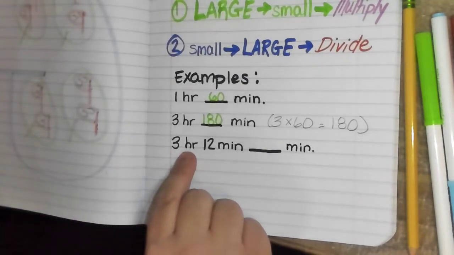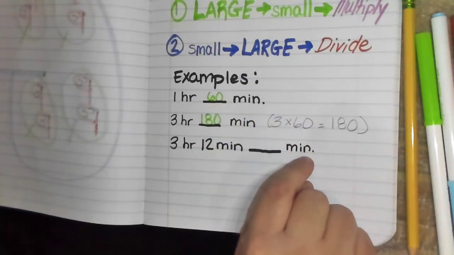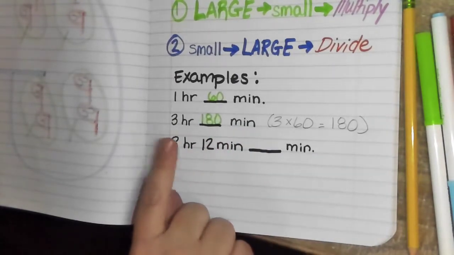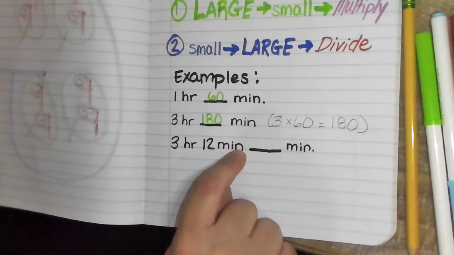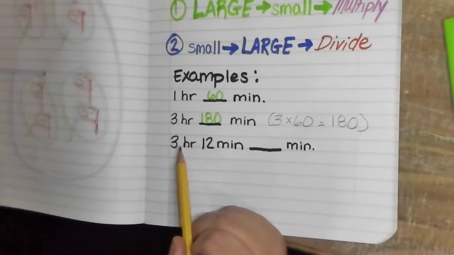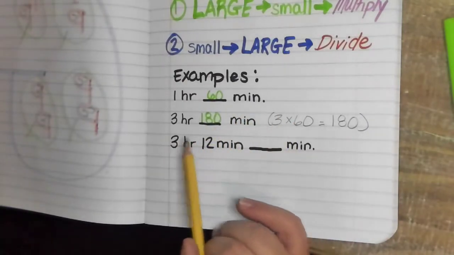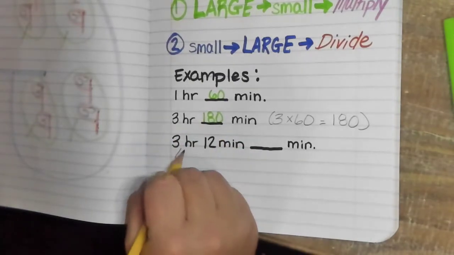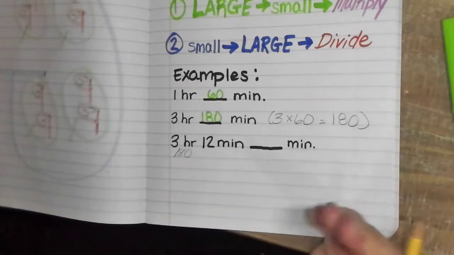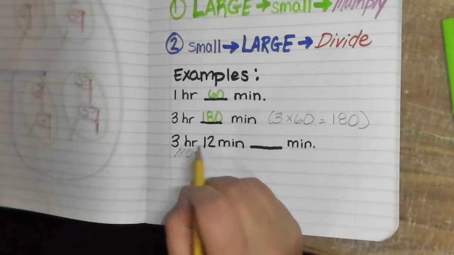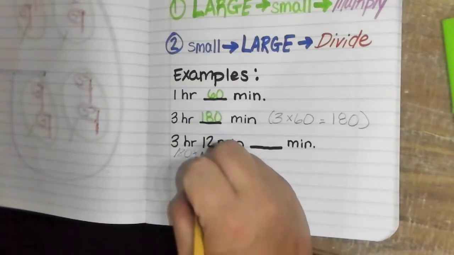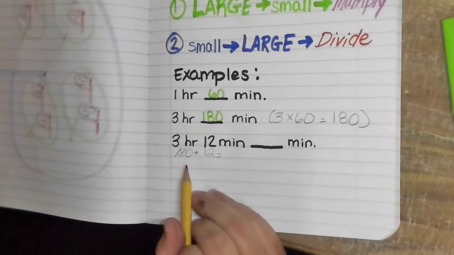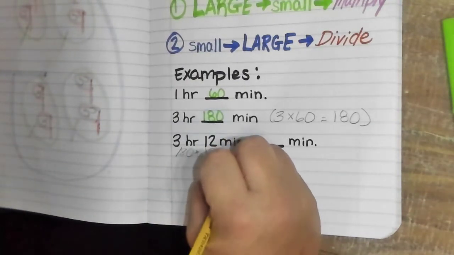Again, we said we're going from a large to a small. Yes, I know that there are small units in here. However, we need to figure these out first before we can add this in. Luckily, we already figured that out right here. We've already changed our hours into minutes in our problem up here. We know that 3 hours, because we just figured it out, is 180 minutes. So we need to finish this out. All we have to do is add in these other 12 minutes, which equals 180 plus 12 is 192.